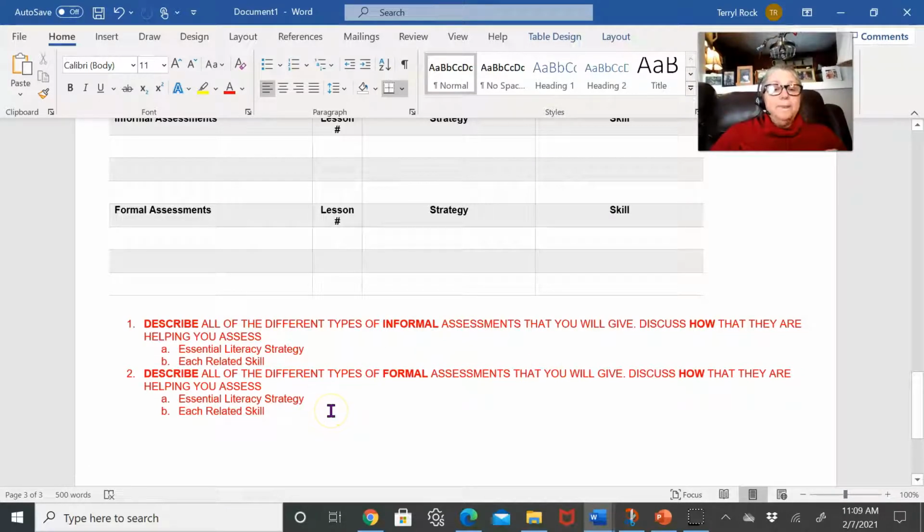Here's my suggestion for writing the first prompt, 5A, I mean. Describe, not identify. Don't just name them, describe them. So don't just say, I've got an exit ticket. Describe the exit ticket. And then say, found on page 1 of my assessments file, or found on page 3 of my assessments file. Or if the evidence is just describing your lesson plan, you can say, look on lesson plan day 3, so that you are pointing the scorer to the evidence to where this stuff is. Then you want to discuss how they are helping you assess the essential literacy strategy and each related skills. For those of you not in literacy, you would put in your own subject-specific emphasis here. And then do the same thing with your formal assessments.